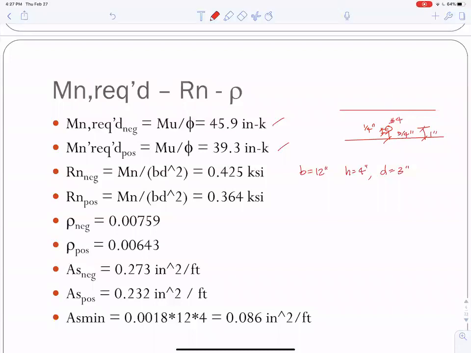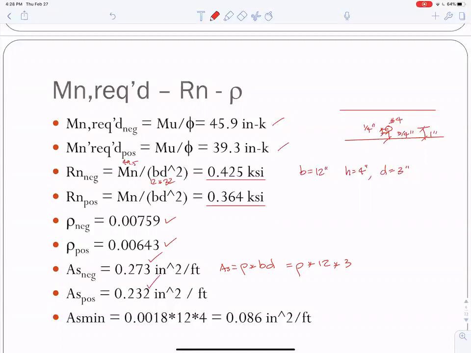Back to this, if you take 49.5 divided by 12 times 3 squared, you get 0.425 ksi. And for the negative moment, you get 0.364 ksi. I have that Rn rho equation in my calculator. It numerically solves it. And I get these small rhos. And AS is rho times BD. And remember, we just talked about this. B is 12 and D is 3. And you get this much inch squared. And remember, this is per foot.